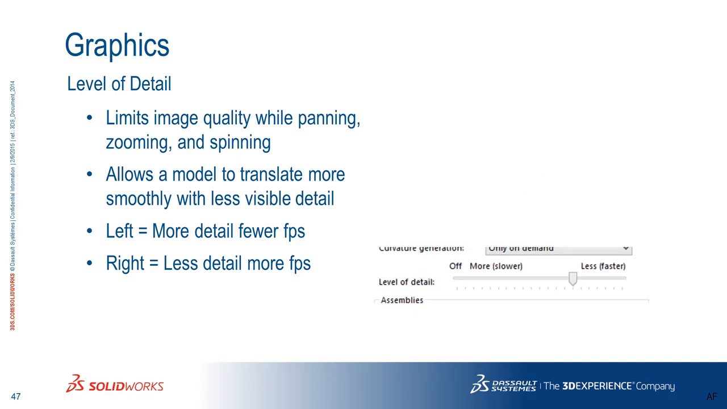You move to the left, you get more detail, fewer frames per second, okay? Move to the other side, you get less detail and more frames per second, smoother. You can turn it off entirely and see how you do as well, okay? SOLIDWORKS helps in large assembly mode with this by setting it kind of for you as well. It adds that into their efforts to improve performance in large assembly mode. But it allows you to get a smoother spin.